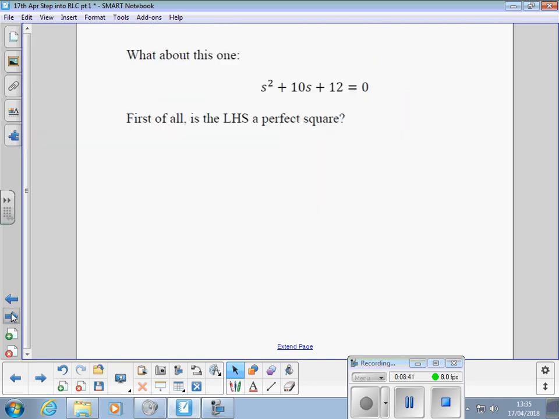What about that one? S squared plus 10s plus 12. First of all, is the left hand side a perfect square? No. What we have to do, okay, all we have to do, if we ignore this constant for a minute, can we write a perfect square based on s squared and 10s? What would it be?